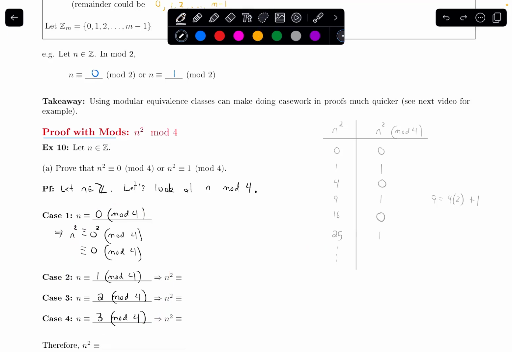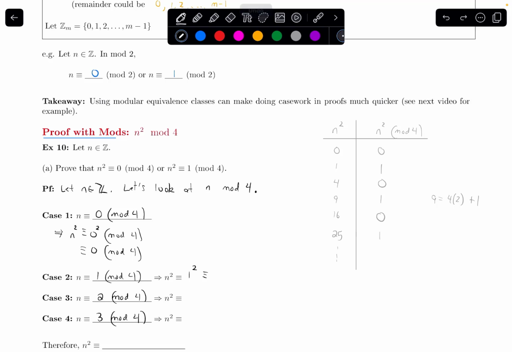So if n is congruent to 1 mod 4, if I do the same thing and I square both sides, we'll get n squared is congruent to 1 squared. And now I'm going to do a bit of a shorthand. So instead of writing this line by line like I did here, it's really common when we use congruences to just keep doing congruences, simplify as much as I can, and then at the end of it, write the mod.